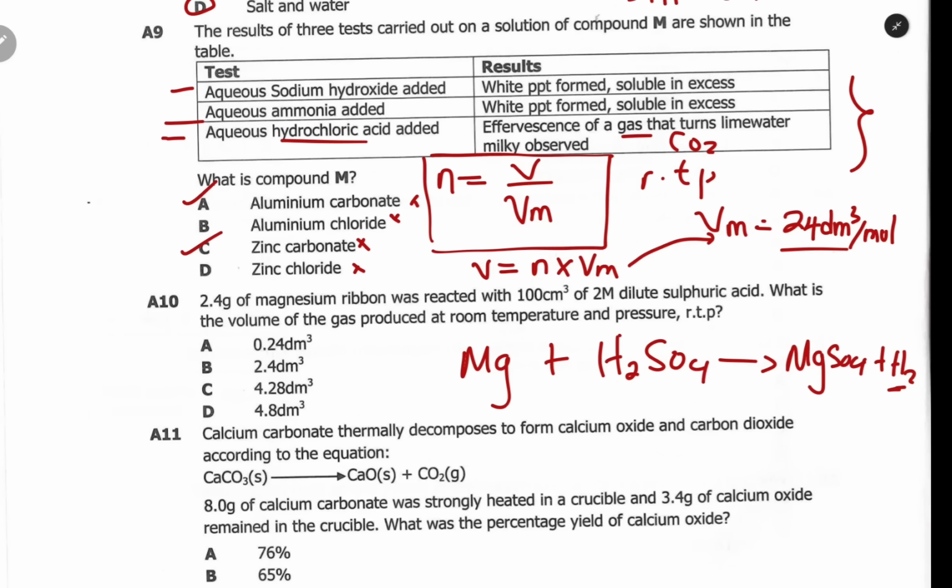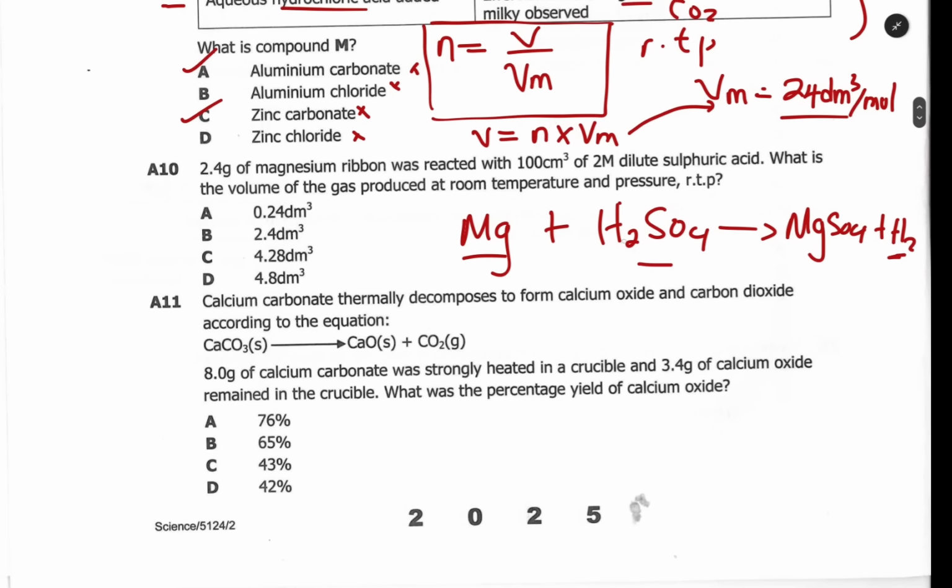To find the number of moles of hydrogen, since magnesium and sulfuric acid are reacting, we are going to pick one of these reactants and equate it to hydrogen, using mole to mole. But which one do we pick? We are going to pick the limiting reagent. How do we pick the limiting reagent? We find the number of moles of these and look at which one has fewer moles.